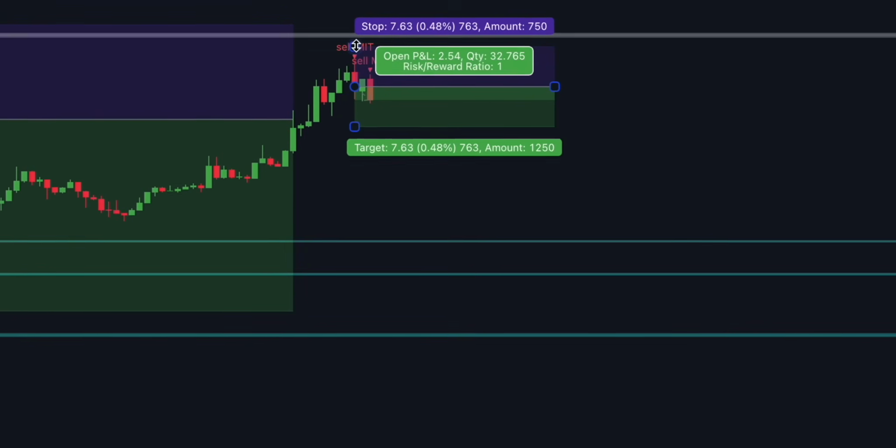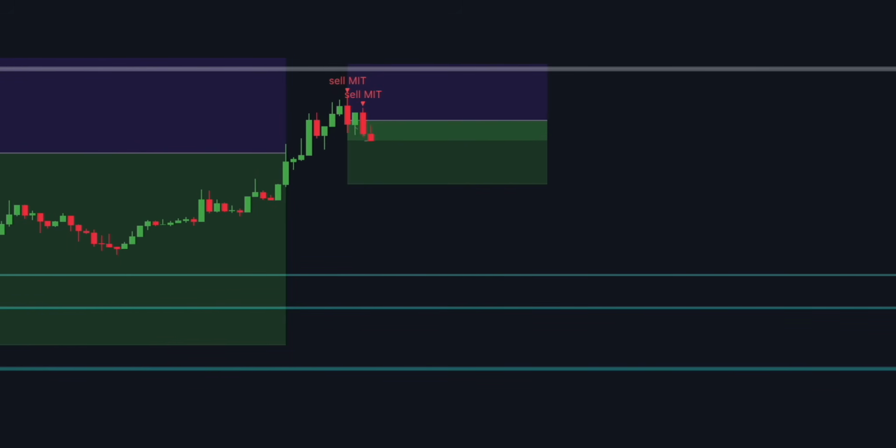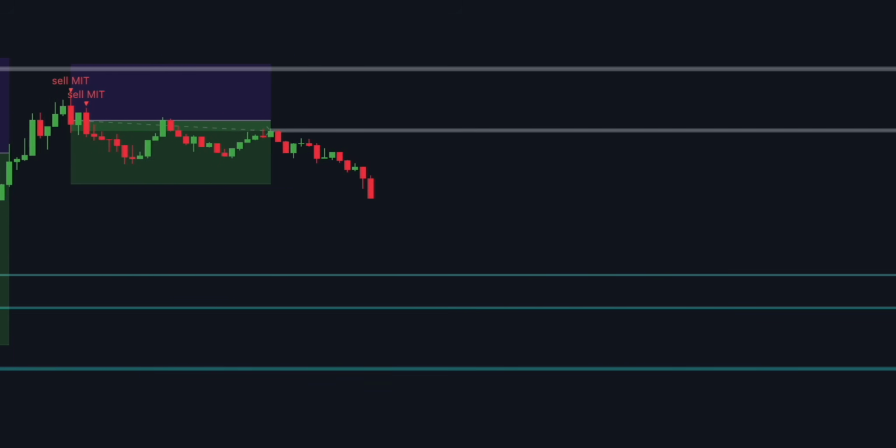Okay, let me show you some more examples so that you have a full understanding of the strategy. Make sure to not skip this part. Pay attention to all the details.